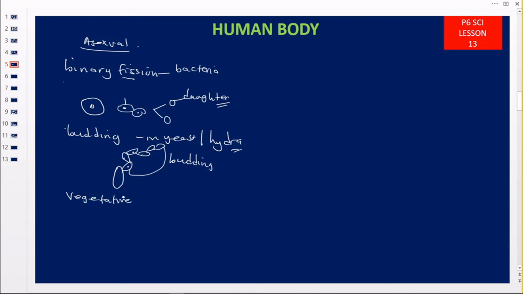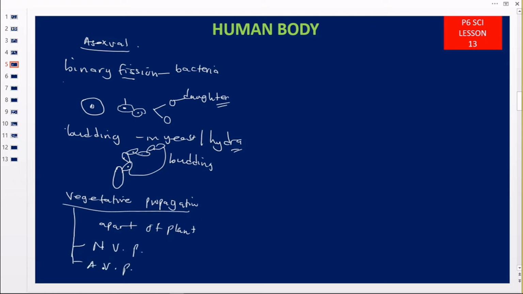There is what we call vegetative propagation. So even this one in plants is also under what we call asexual reproduction. Then vegetative propagation, we are seeing a part of a plant developing into a new individual. This vegetative propagation, we divide it into two: natural vegetative propagation and also artificial vegetative propagation.